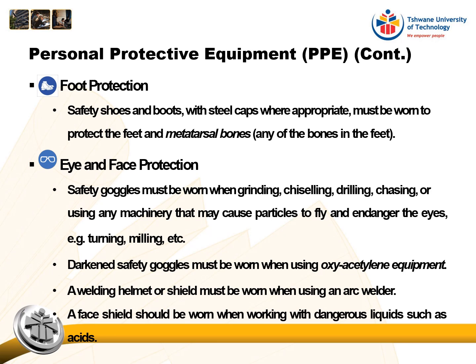Eye and face protection. Safety goggles must be worn when grinding, chiseling, drilling, chasing, or using any material that may cause particles to fly and endanger the eyes, e.g. when turning or milling. Darkened safety goggles must be worn when using oxyacetylene equipment. A welding helmet or shield must be worn when using an arc welder. A face shield should be worn when working with dangerous liquids such as acids.